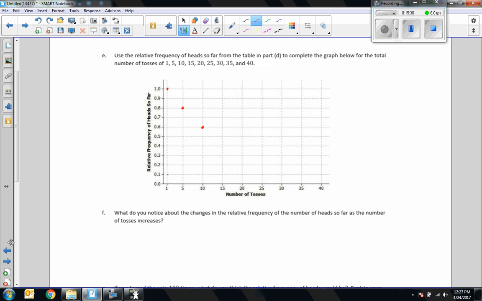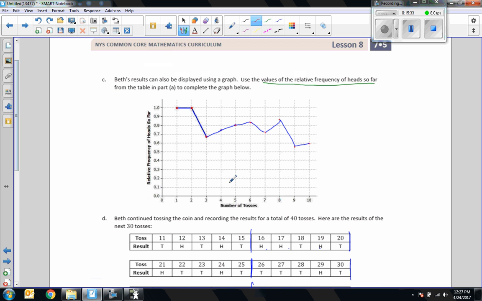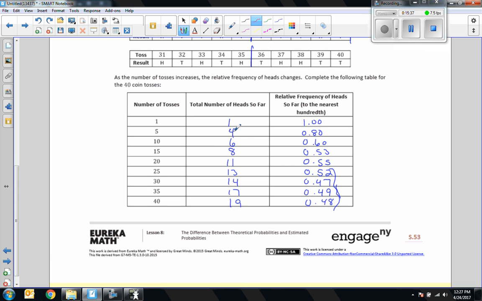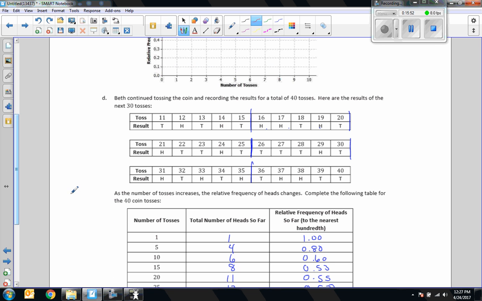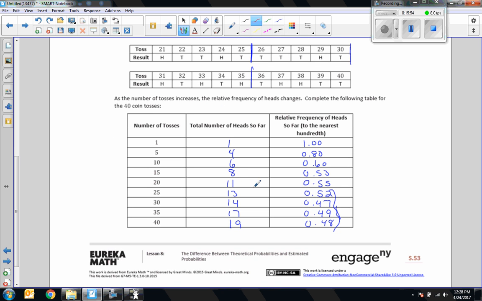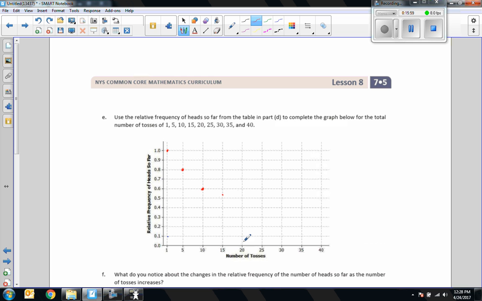And then I need to look up 15. So at 10, yes, we're at 0.6. And then at 15, we're at 0.53, which is just less than half between 5 and 6. And then at 20, we're at 0.52 and then 0.47. I'll do 2 at a time. So 0.52, 0.47.